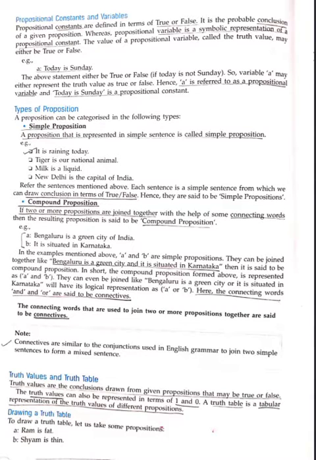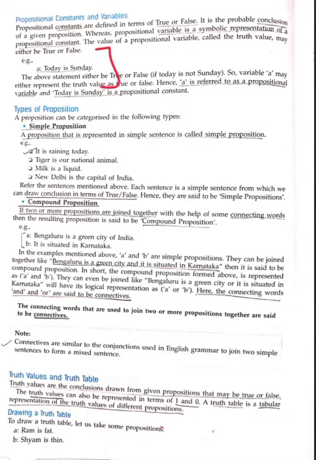Hello students, today we are going to discuss propositional constants and variables. Propositional constants are defined in terms of true or false. That means the conclusion of the given proposition will be Boolean, that is true or false. And what is a variable? Variable is the symbolic representation of the propositional constant.